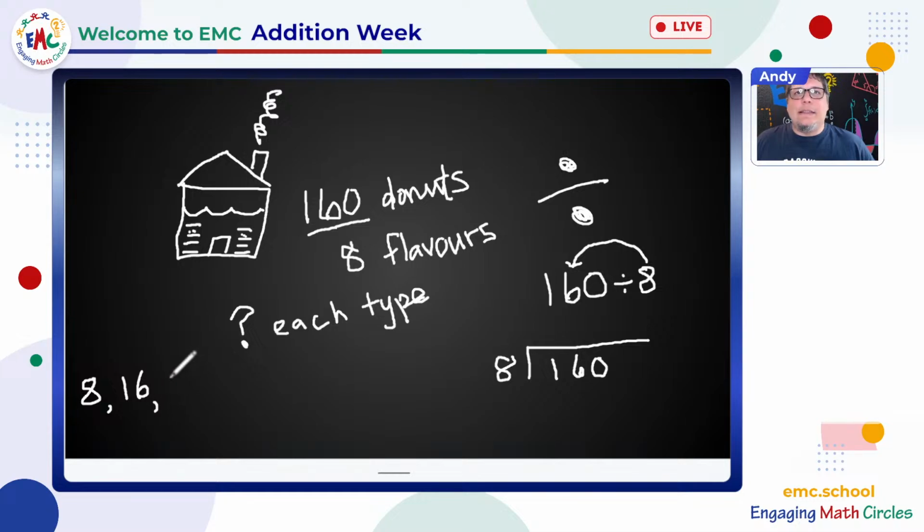8, 16, 24, 32. So just keep adding 8 until we get to 160. I'm going to just keep going. If you're watching after the fact, maybe pause and make your list and come back, and we'll see if we have the same list.